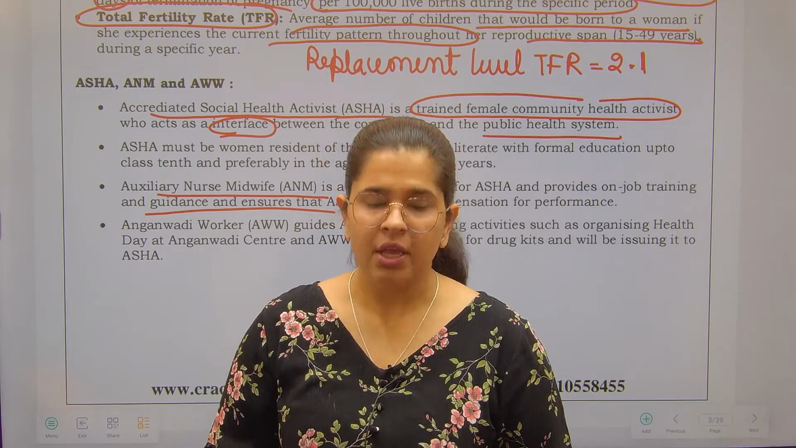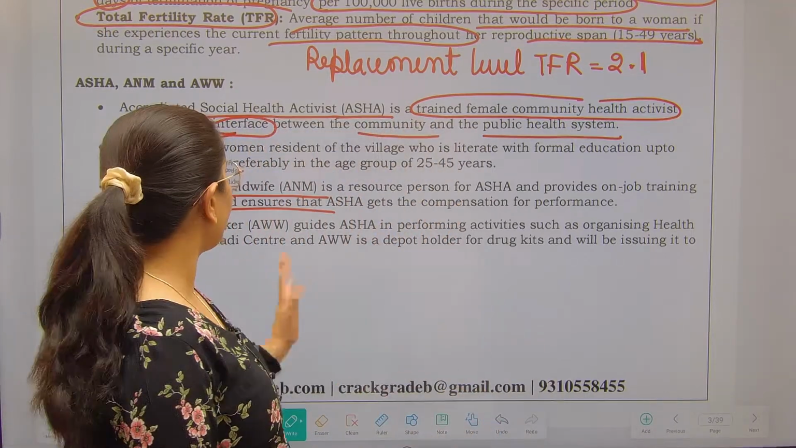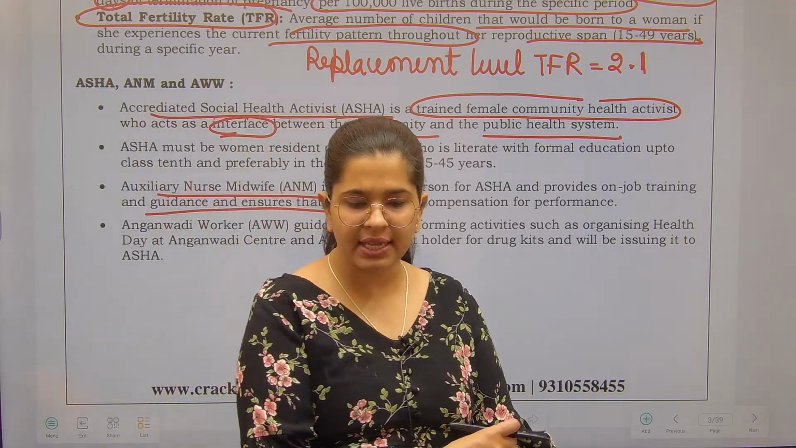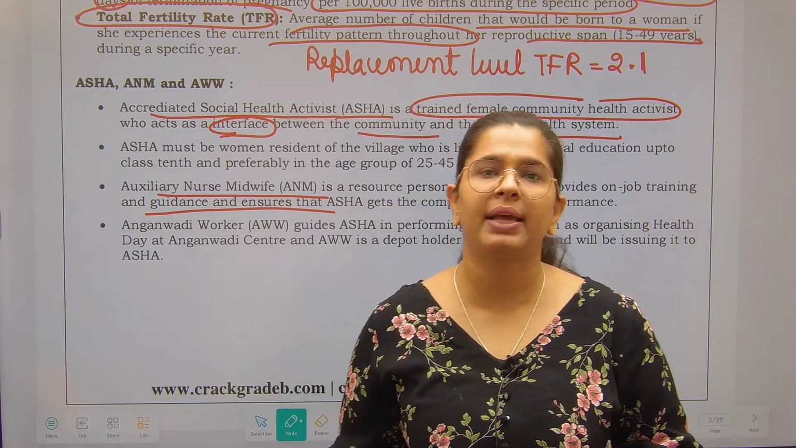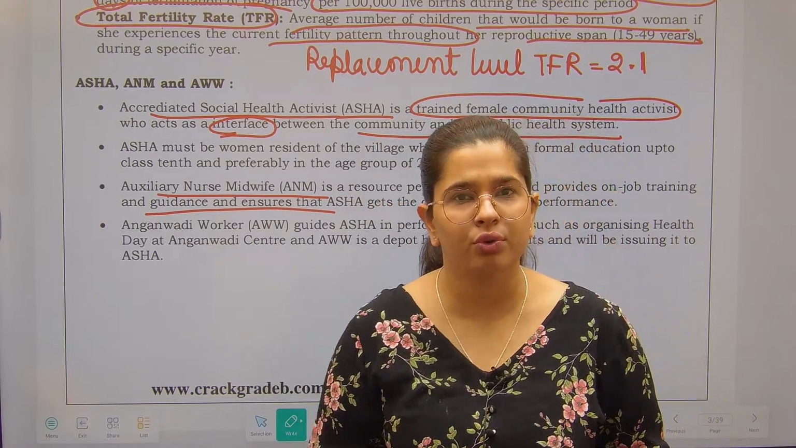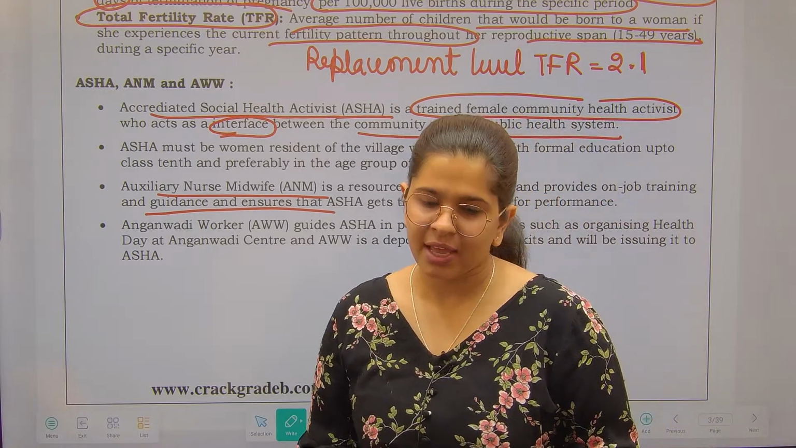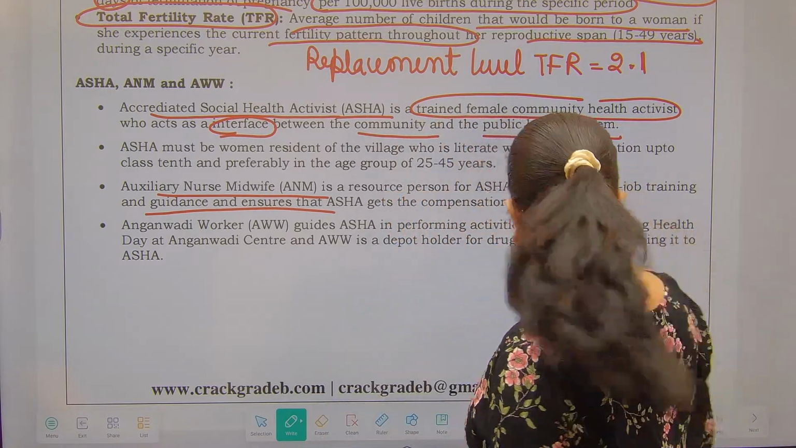So ANMs we have understood, and lastly we have got Anganwadi workers. These Anganwadi workers maintain the stocks that have been provided by the government in order to distribute to the rural population, and ultimately they help the ASHA workers. So this is what their work is.